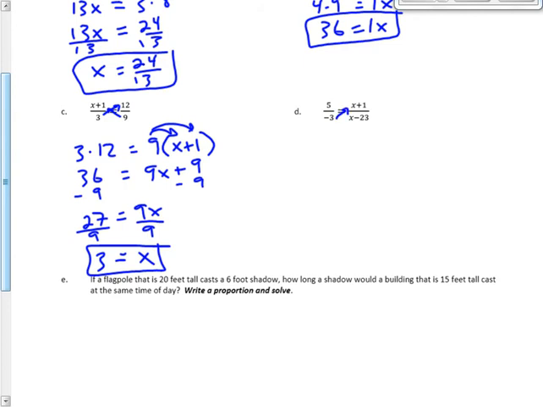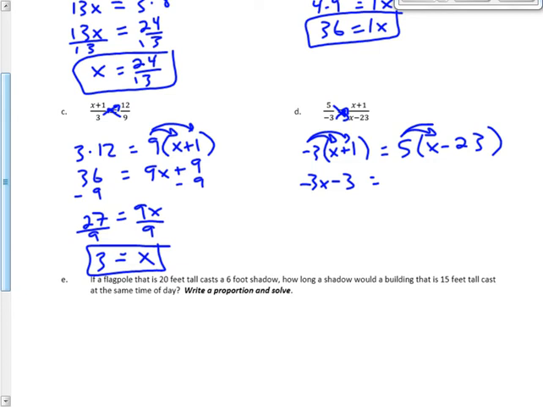Be careful with the negatives on this one, so I have negative 3 times x plus 1. The x plus 1 is going to go in parentheses, and then 5 times x minus 23. That x minus 23 goes in parentheses. Distributive property: negative 3x minus 3 equals, distributive property, 5x minus 5 times 3 is 15. 5 times 2 is 10. Plus 1 is 11. X is on both sides. Move the smaller one, so I'm going to add 3x. So negative 3 is equal to 8x minus 115.